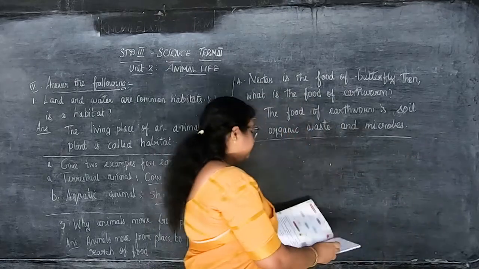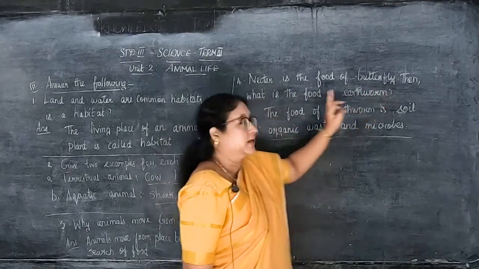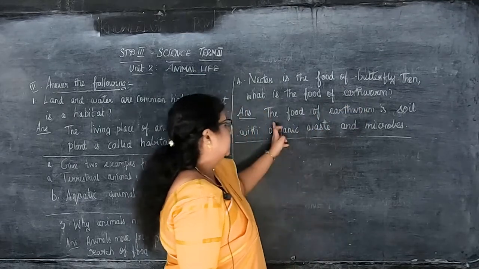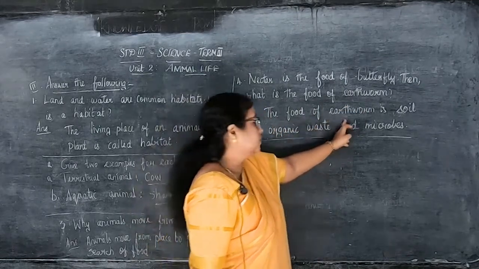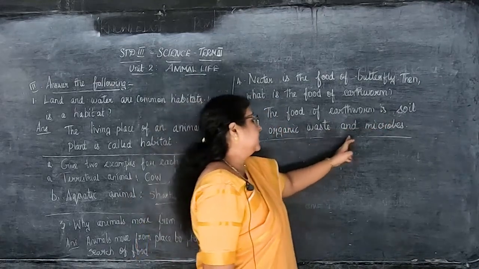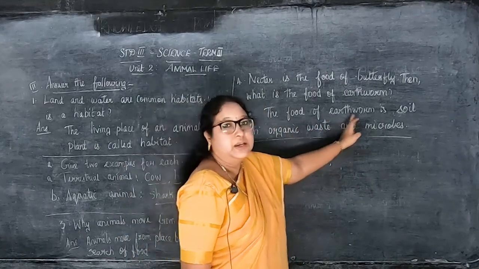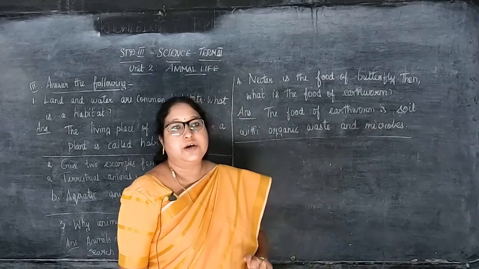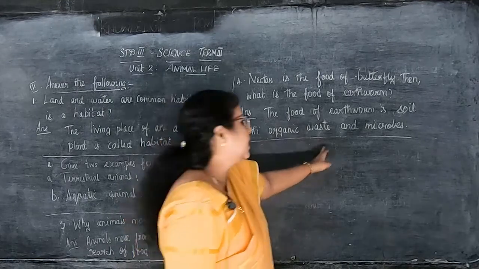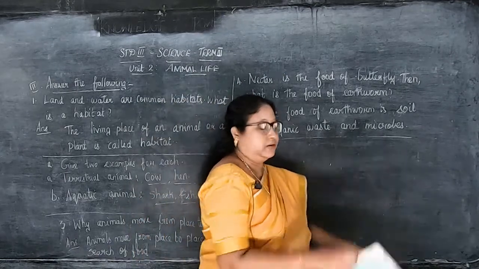So once again we'll read. Nectar is the food of butterfly. Then what is the food of earthworm? The food of earthworm is soil with organic waste and microbes.